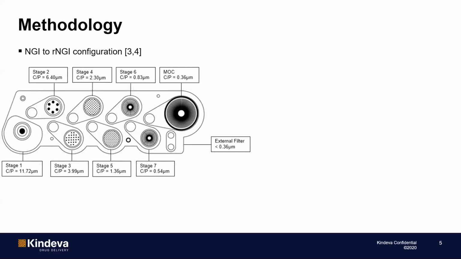The image on the left shows a standard NGI configuration with the associated cut points per stage. Depending on the flow rate to be used, a stage of the NGI can be selected having a cutoff diameter close to the product MMAD, or close to 5 microns. The RNGI filter holder assembly is placed in the stage immediately after the cutoff stage selected.